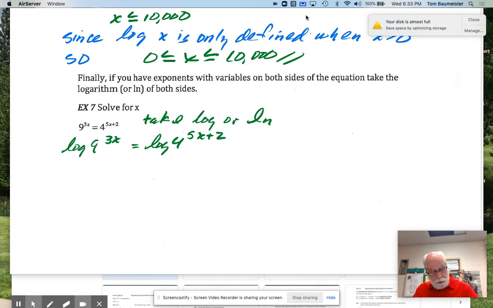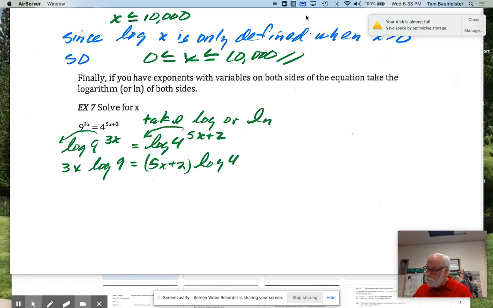Okay, now remember, I want the x's down, so I can bring the x down to the front, and the same here, I can bring it down to the front. So I can write this as 3x log of 9 is equal to 5x plus 2. And again, let's put parentheses around that because we know it all goes together. Log of 4. Okay? So on this side here, since we have 5x plus 2, I'm going to distribute that log through.